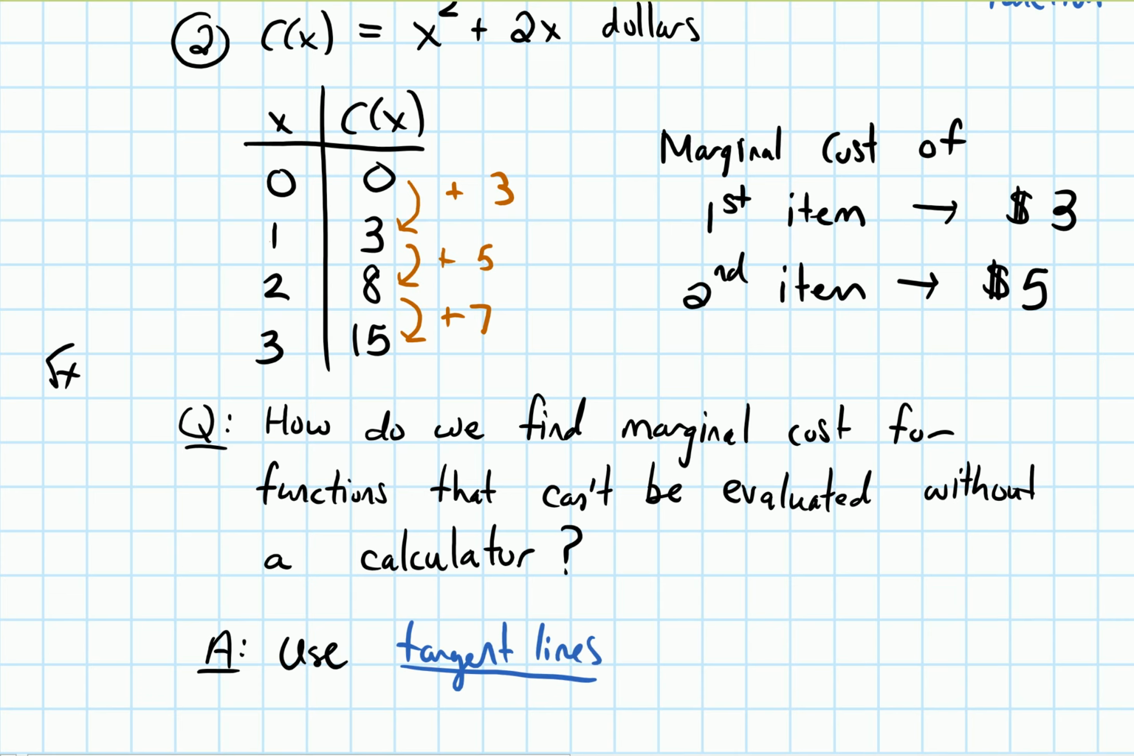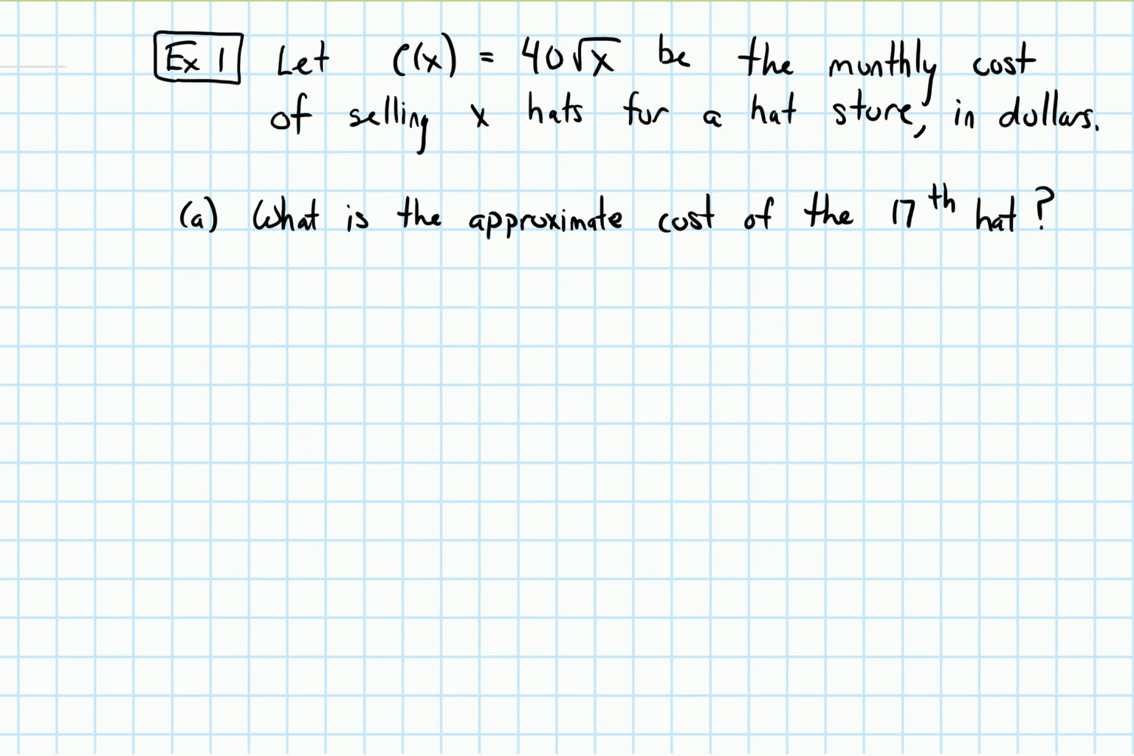When we talk about tangent lines, we were talking about the derivative. So we'll use tangent lines, aka derivatives, because those are connected to tangent lines, to estimate it. So we will estimate our marginal cost using derivatives, using tangent lines. Let's look at an example.